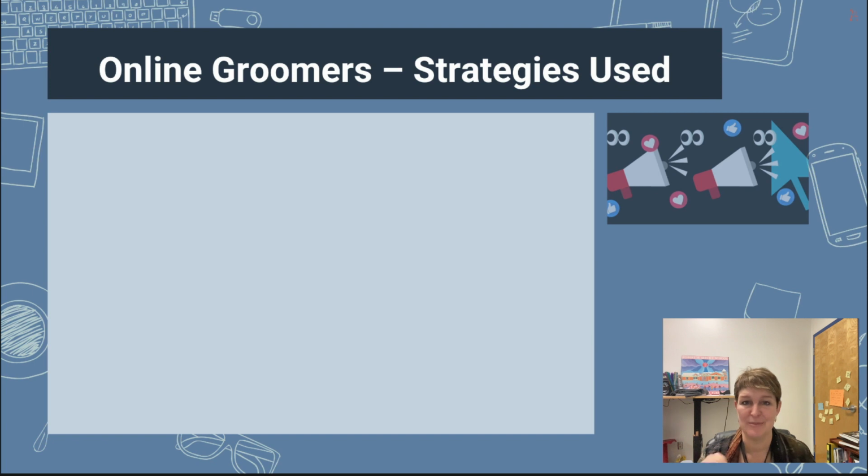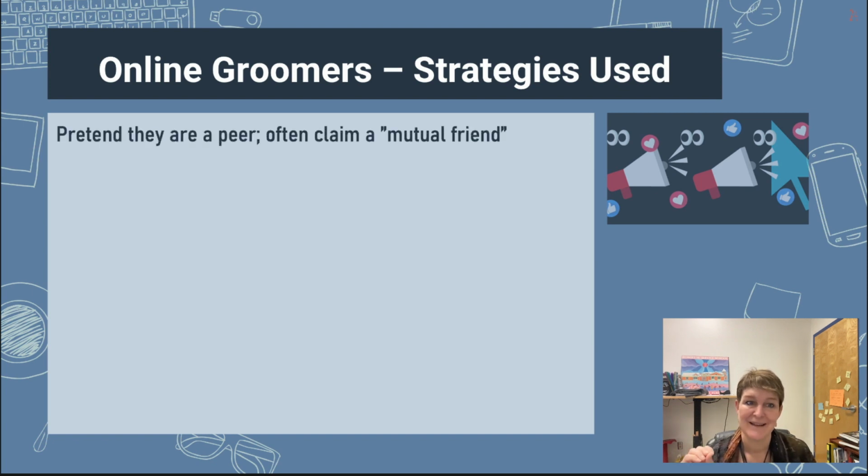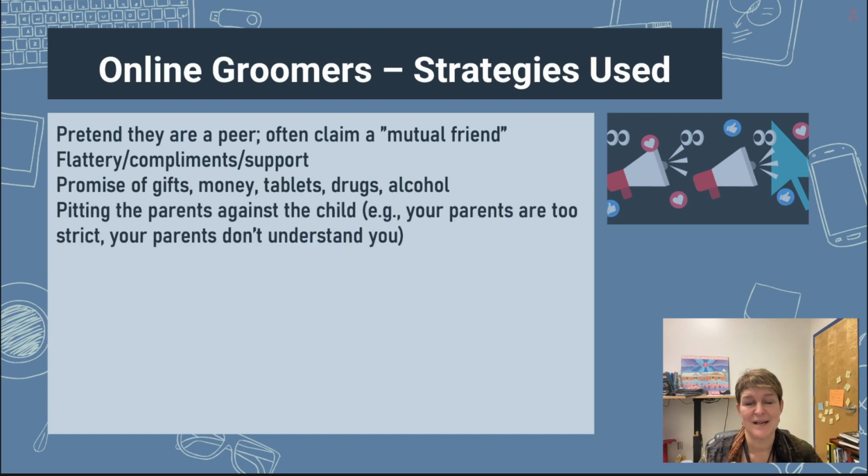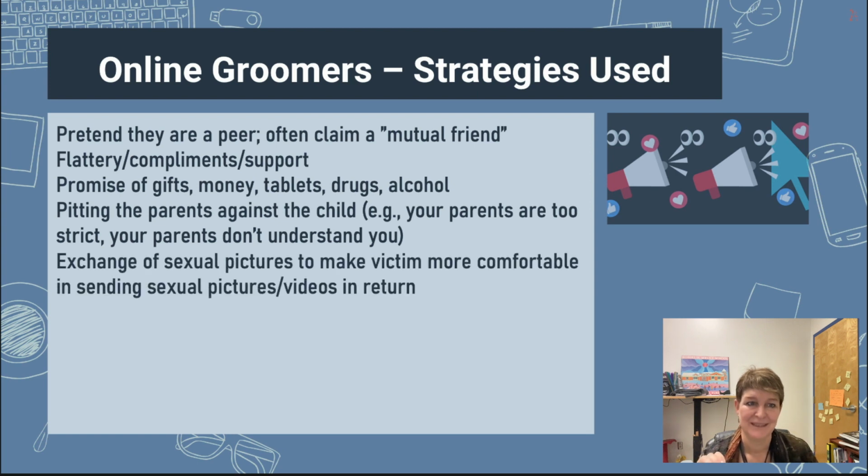So online groomers have a bunch of strategies that are commonly used. They often will pretend they're a peer or claim that they have a mutual friend with you. They will use flattery and compliments and support you. They might promise gifts, money, tablets, drugs, alcohol. One strategy they will use is pitting the parents against the child. Like they'll say, your parents are too strict or your parents don't understand you. They may ask for the exchange of sexual pictures to make the victim more comfortable in sending pictures and videos in return.